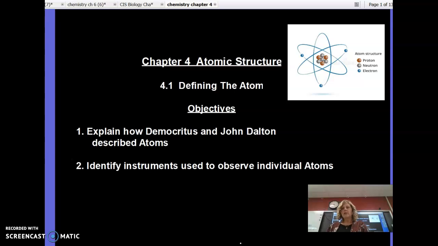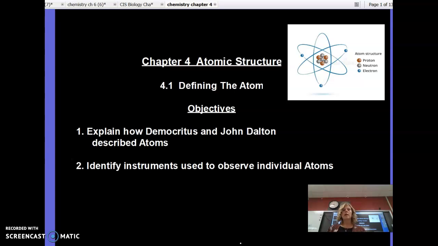Good morning, chemistry students. I'm going to introduce the next chapter that we're going to be going through. We're going to combine chapters 4 and 5 because they both really talk about development of modern atomic theory and some of the people that played an important part in that atomic theory development.